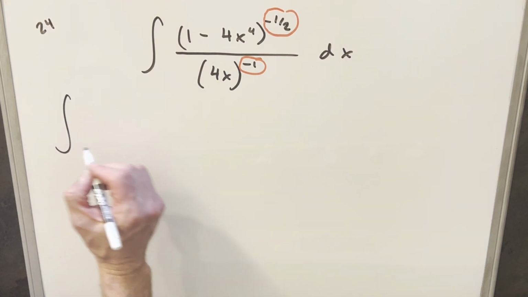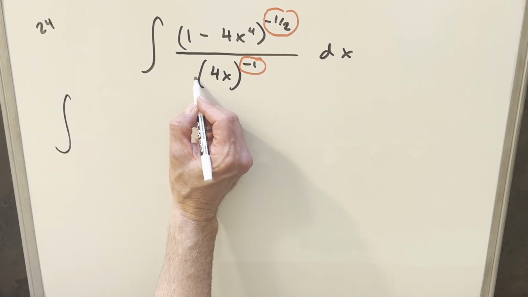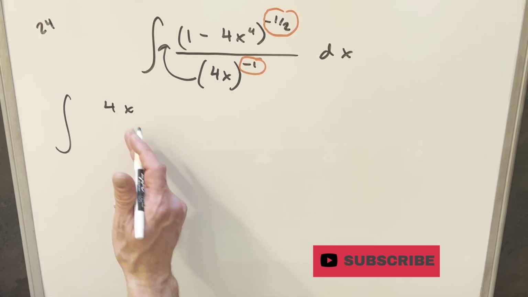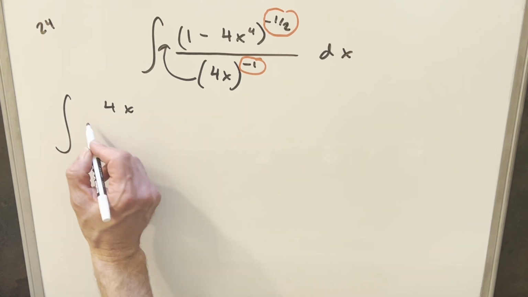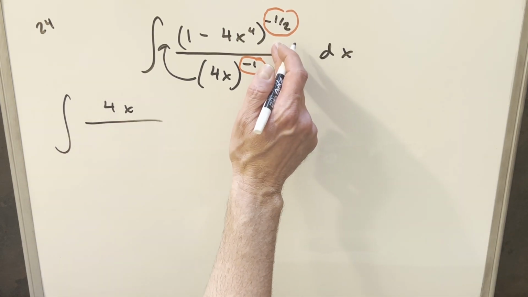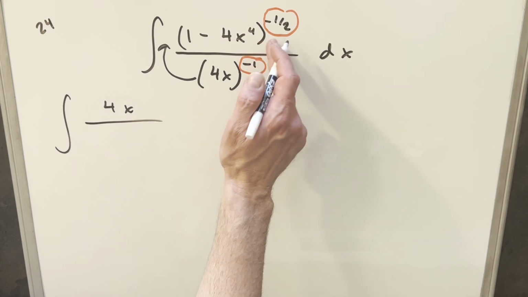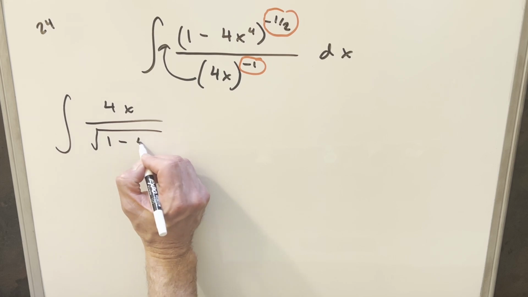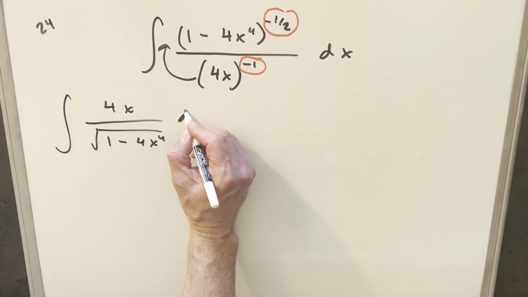So if I do that, let's rewrite this. The 4x to the minus 1, I can just take into the numerator and write it as just 4x. This has become 4x to the 1, but we don't really need the 1. Now when we flip the numerator, we bring it into the denominator. I can write this as a 1/2 power, but I'll just write it as a square root. So I'll write it as the square root of 1 minus 4x to the fourth dx.